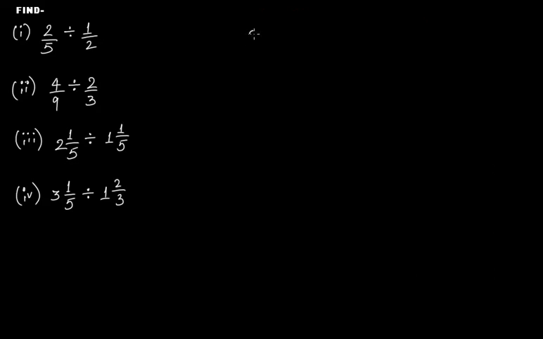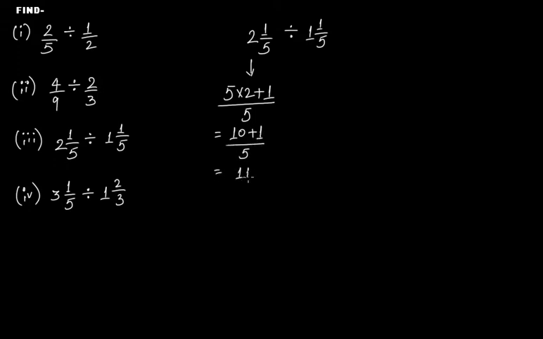Third one is 2 whole number, then 1/5 divided by 1 whole number, 1/5. First, if you look at this division, we have two fractions, but both of these fractions are actually mixed fractions. So first convert them into their respective improper fractions. If you want to write this mixed fraction in the form of an improper fraction, that will be 5 times 2 plus 1 divided by 5, and this will become 5 times 2 is 10 plus 1 divided by 5. This will be 11/5.